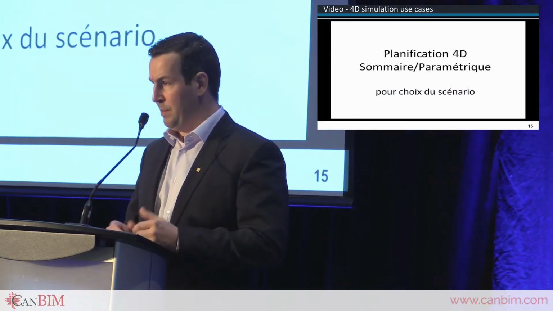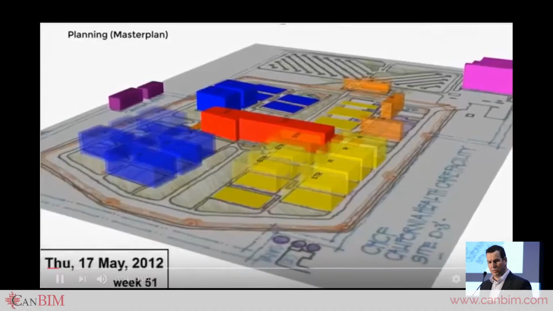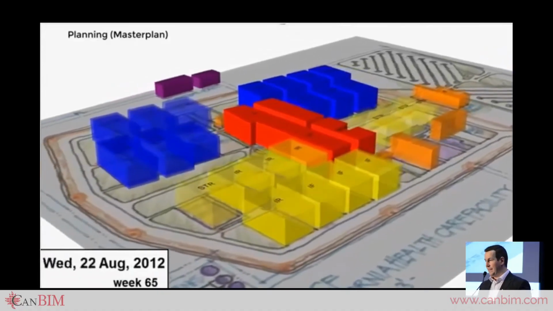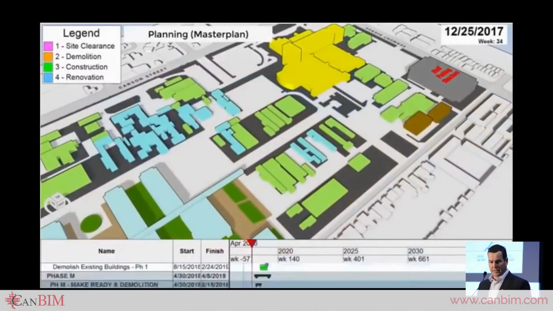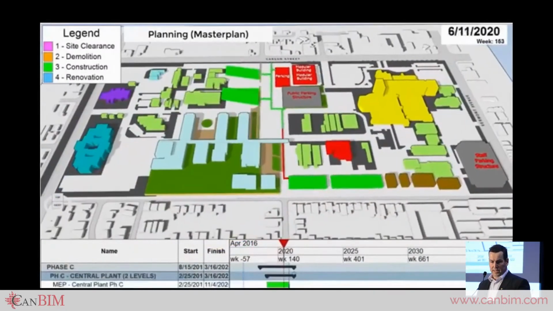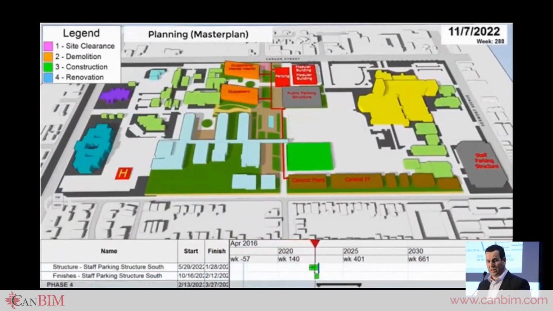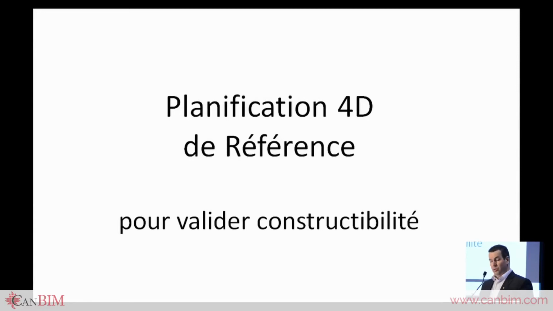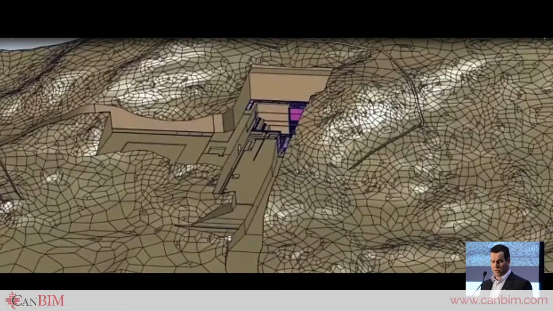So here are 3 usage examples. One's to give you a choice of scenario. Here you see the various prisms representing activities. And you see the time frame, which is a weekly schedule. More detailed, it is check constructability. We use this a lot.